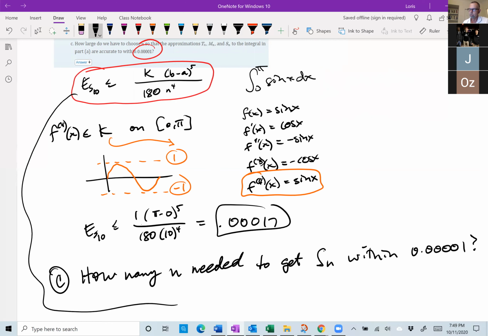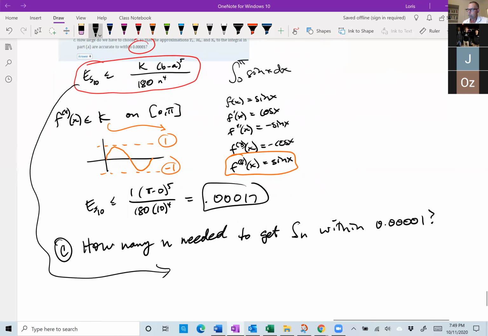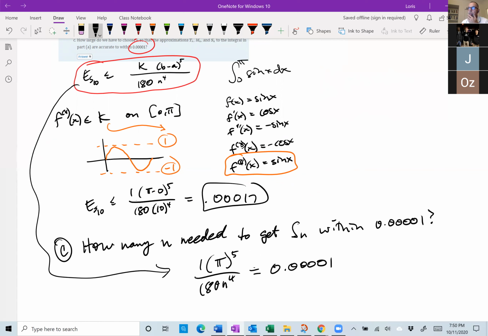So I do k. K is 1, we know that, times pi to the 5th over 180 n to the 4th, and I want to make that basically equal to 0.00001. All right, I'm going to take a breath here.